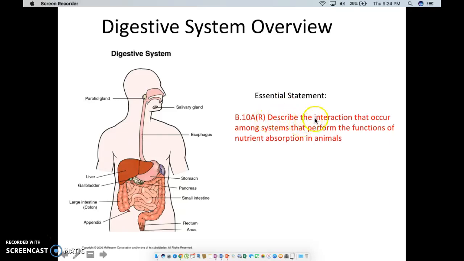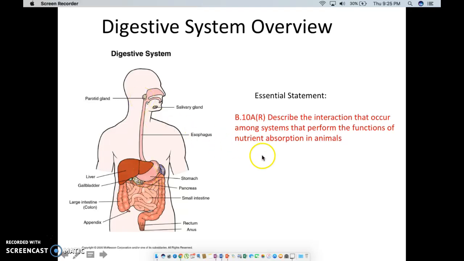Now, the essential statement here is: describe the interaction that occurs among systems that perform the functions of nutrient absorption in animals. The most important part to remember here is that nutrient absorption part. Nutrient absorption is what happens whenever food is processed through your stomach. It's broken down in your stomach, and then it's absorbed through capillaries. We're going to learn about what those are in just a minute, but they're absorbed into your circulatory system, and the small intestine allows it to move into all of the parts of your body, like your arms or your brain or even your legs. So all the food that you're consuming has to break down at one point, and that's going to happen with the help of enzymes.